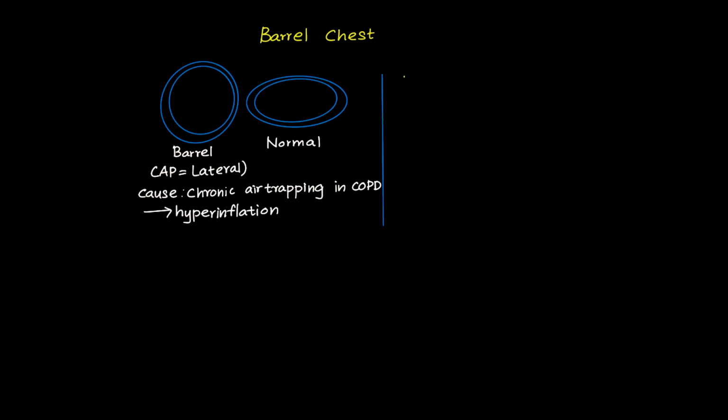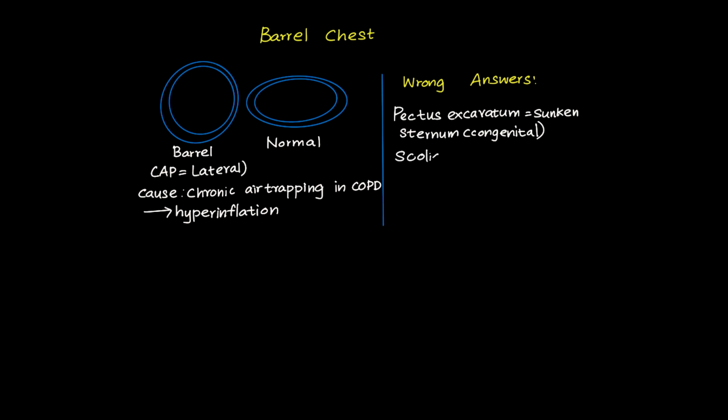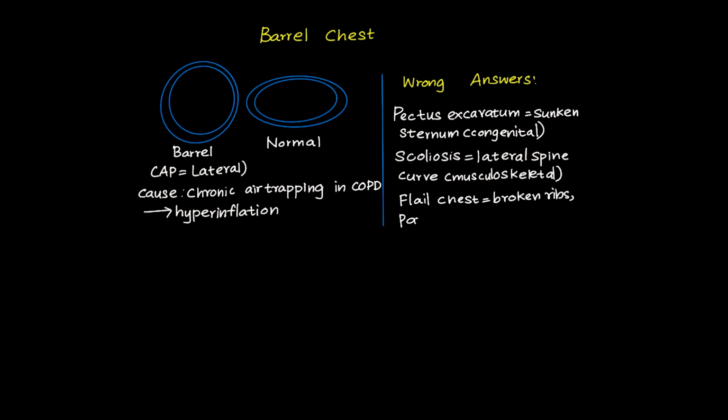The other options represent completely different conditions. Pectus excavatum is a congenital defect where the sternum caves inward, a sunken chest, not an expanded one. Scoliosis is lateral curvature of the spine, which can change chest shape but has nothing to do with air trapping. Flail chest happens when multiple adjacent ribs break in two or more places, creating a segment that moves paradoxically during breathing. That's a traumatic injury, not a chronic change.